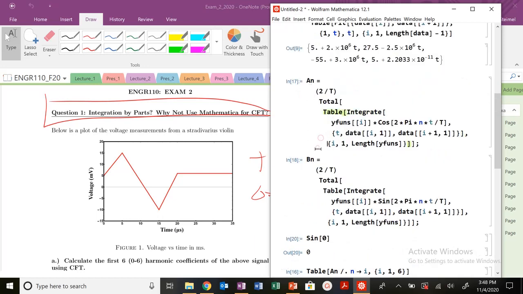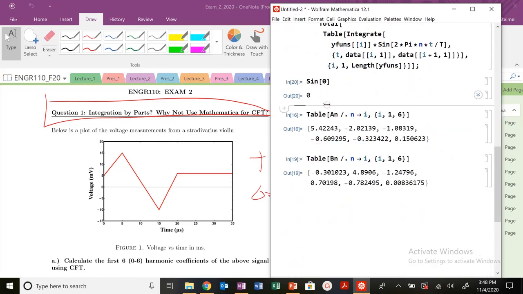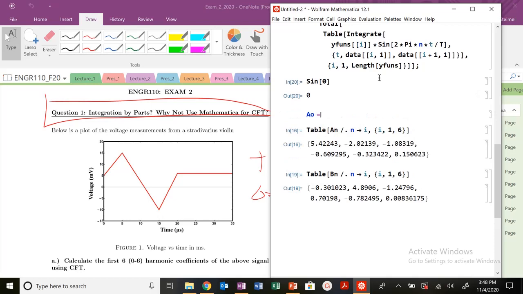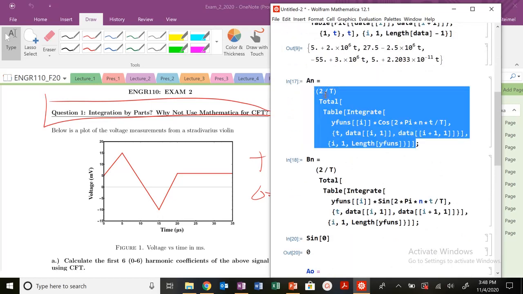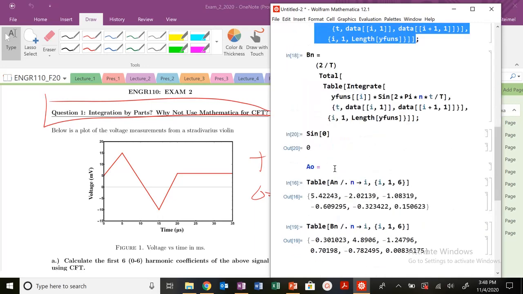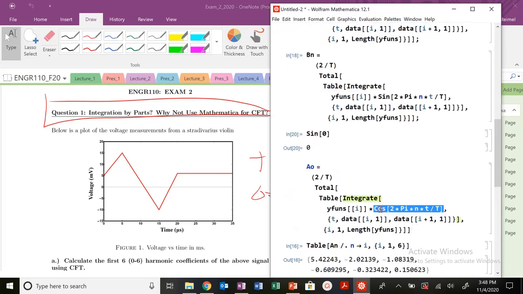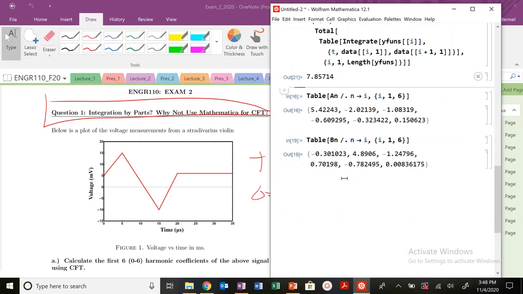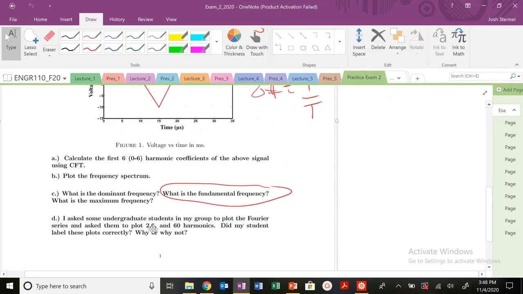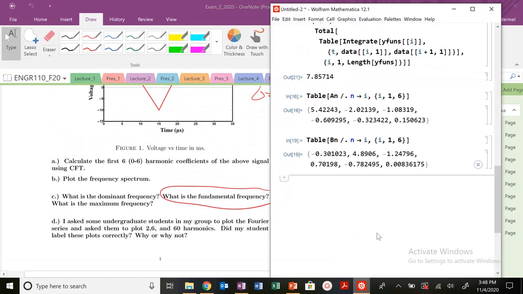My a sub naught is going to be equal to this whole thing, except now my cosine terms disappear. So that's my a sub naught. So you can include that. Again, that's the 0th order harmonic right there. But I want to plot my frequency spectrum, and I want to look at the dominant frequency. I'm going to be able to plot that.